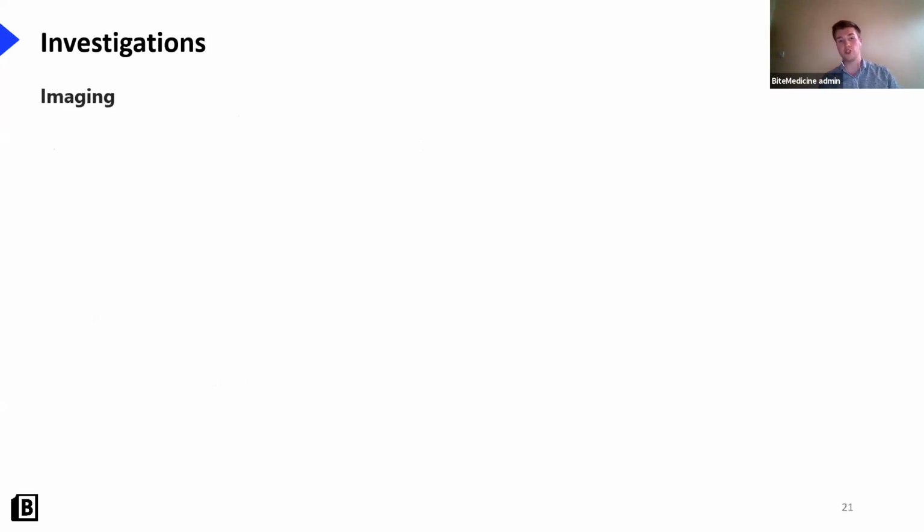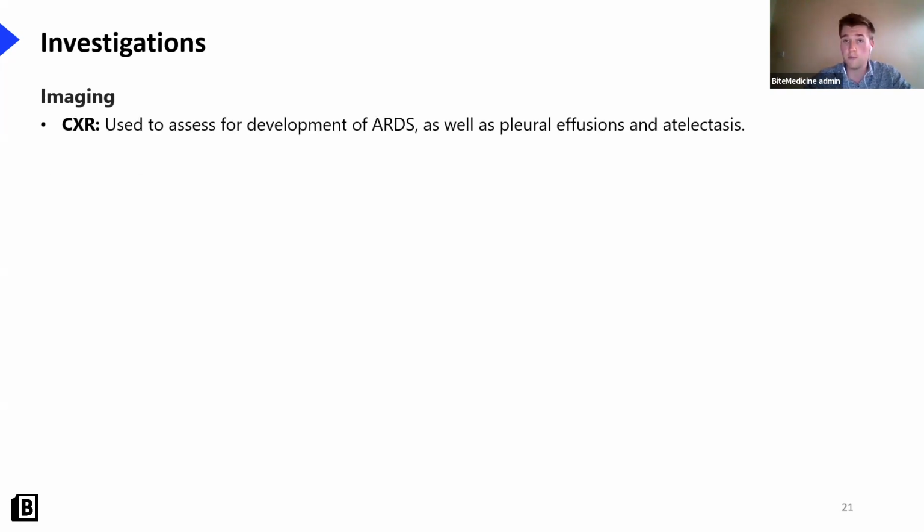Fantastic. And then moving on to imaging that you might like to use. So a chest X-ray would be really important. You'd want to see whether the patient is developing one of the pancreatitis complications known as ARDS, acute respiratory distress syndrome, as well as pleural effusions and atelectasis. And we can have a look a little bit later about why a patient might develop these processes.